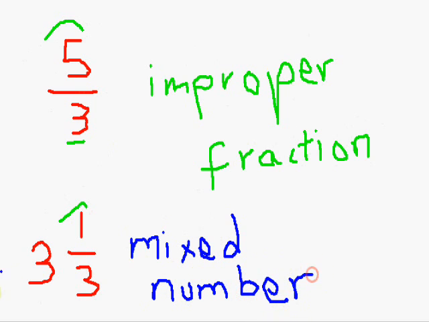Okay, so let's do a bit of review. So we have an improper fraction is a top-heavy fraction, and a mixed number is a mixture of a whole number and a fraction. Okay, so let's look now at converting improper fractions into mixed numbers and vice versa.